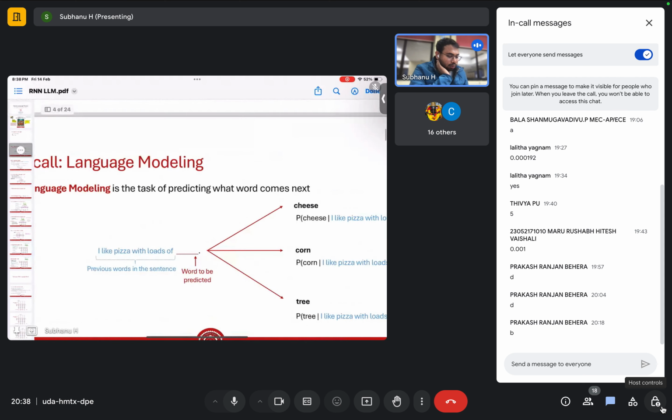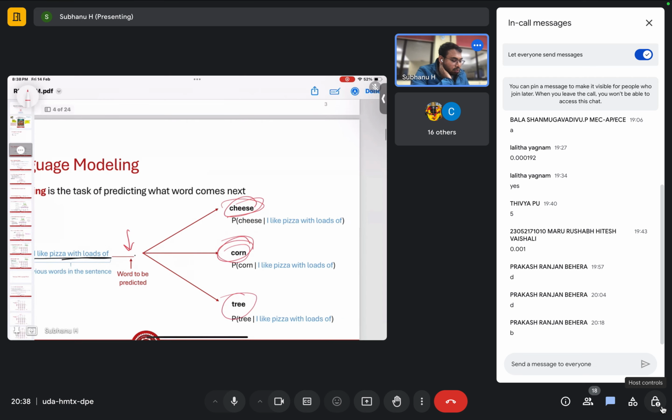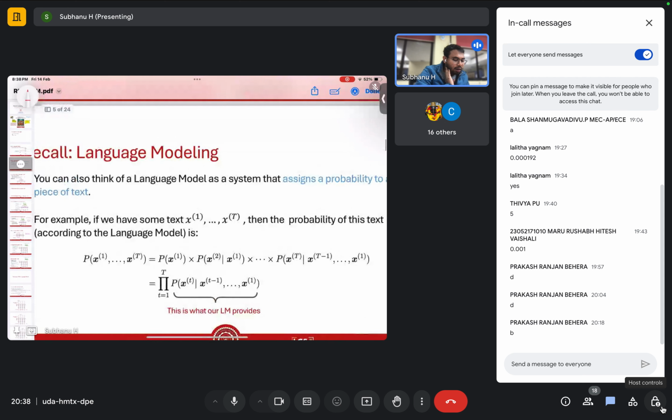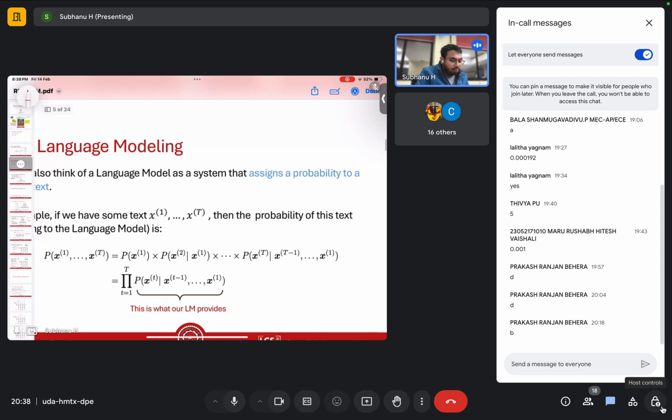So what was our main goal? I told you that I like pizza with lots of, and I can choose cheese, corn, or tree. I have to predict the word here. I can predict cheese or I can predict corn. So what should be the given probability? We can recall that a language model can assign a probability to a piece of text.